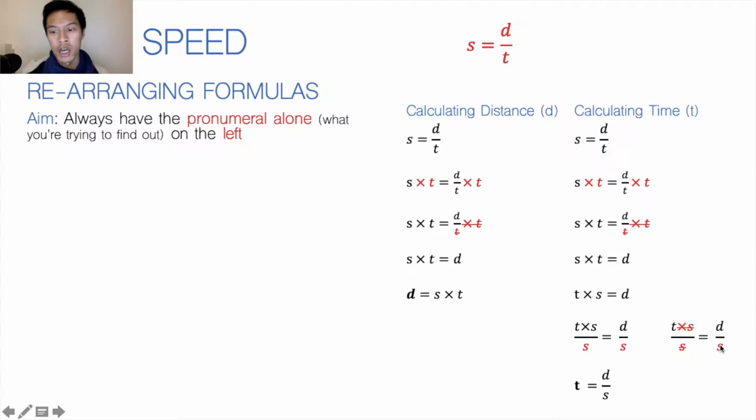So to calculate time, it is simply the distance divided by the speed that you are moving at. Okay, which kind of makes sense if you think about it, right? If a car is going at, for example, 50 kilometers per hour, how long does it take for it to cover 50 kilometers? Well, it's 50 divided by 50, giving you 1 hour, okay? So that's kind of how you rearrange it.